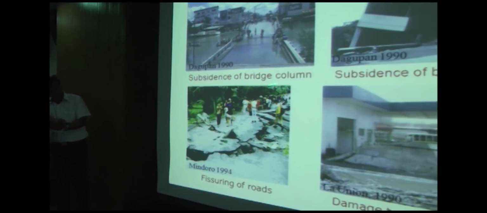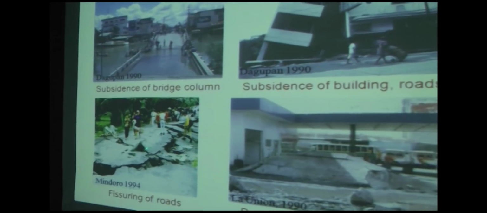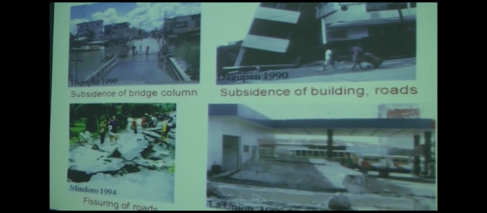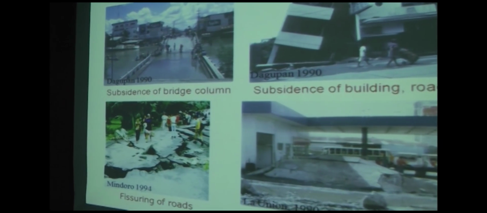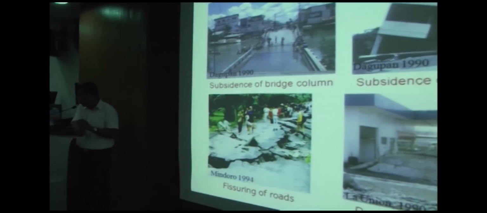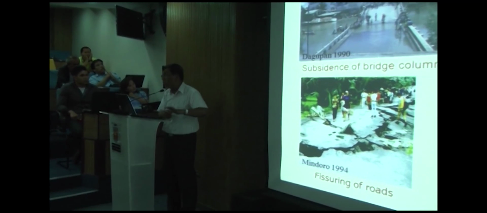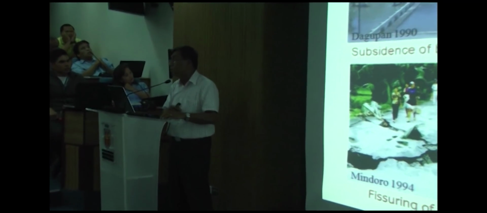This is it. The roads will be fissured, and pipes can be destroyed. Water tanks can be buoyed up. If the ground is soft and there's a strong ground shaking, you will see roads fissured, and you will not be able to use this road right away. So responding to a major event will be affected if bridges and roads are affected.